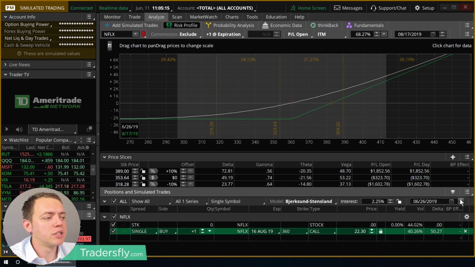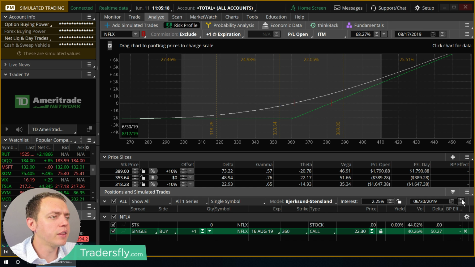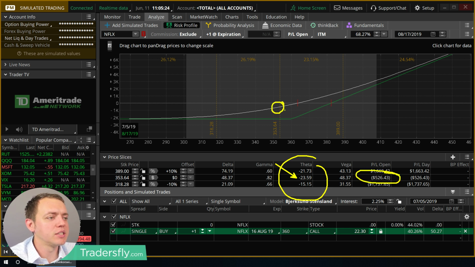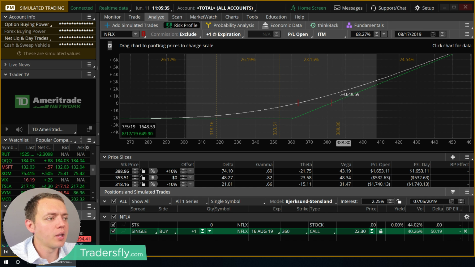Every single day, as I move a theoretical date forward, this white line gets closer to the green line. So you actually start losing money, and the amount you lose is this theta. That is the per day that you lose. If it doesn't move at all, I'm losing $526. But if it does move, boom, I go ahead and make a little bit of cash.